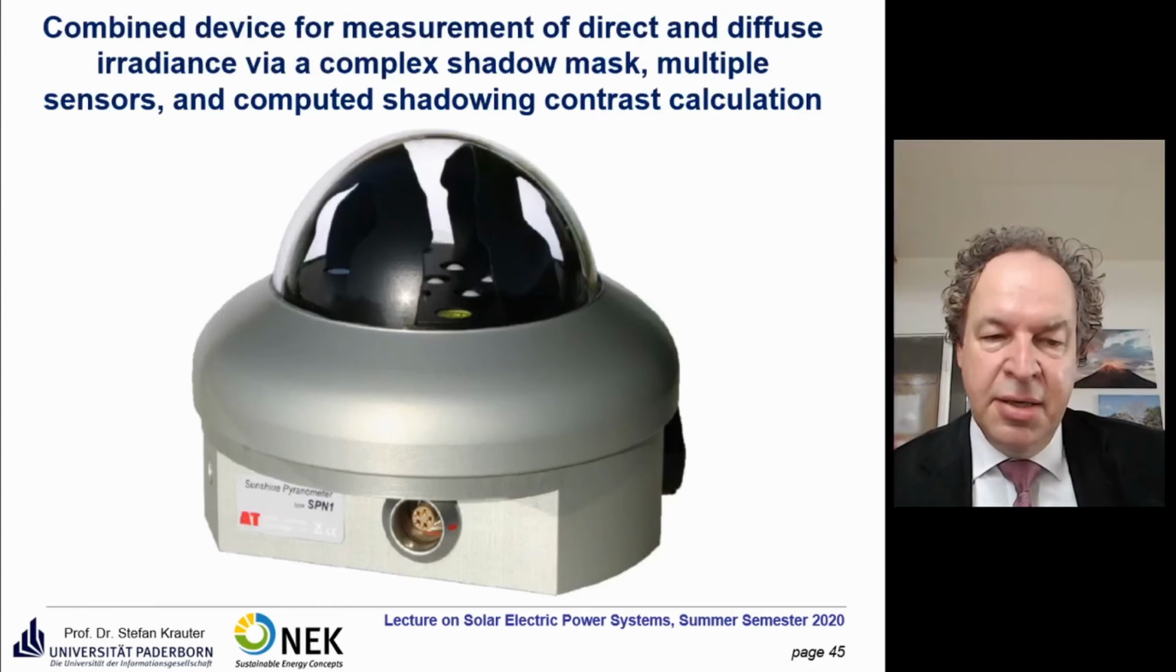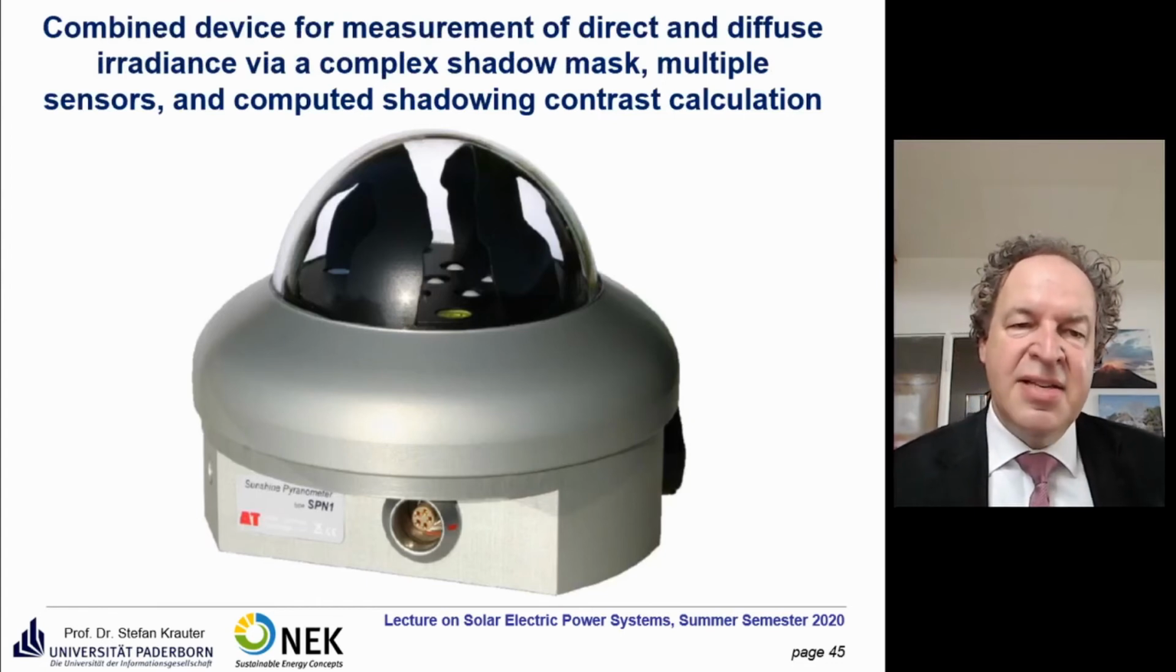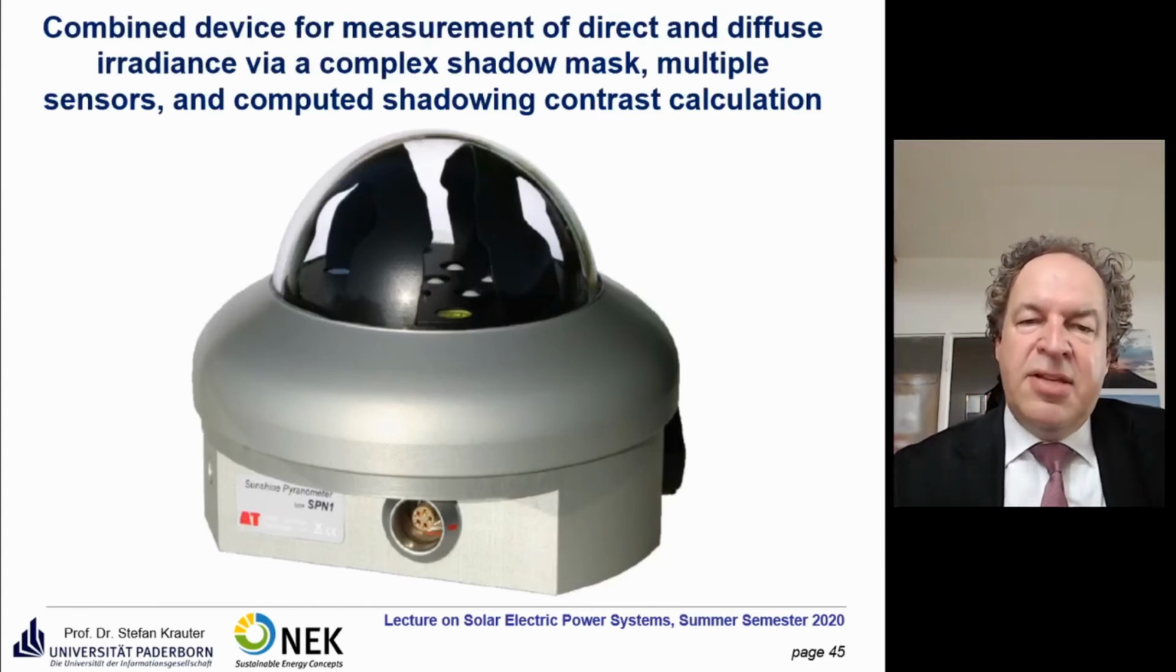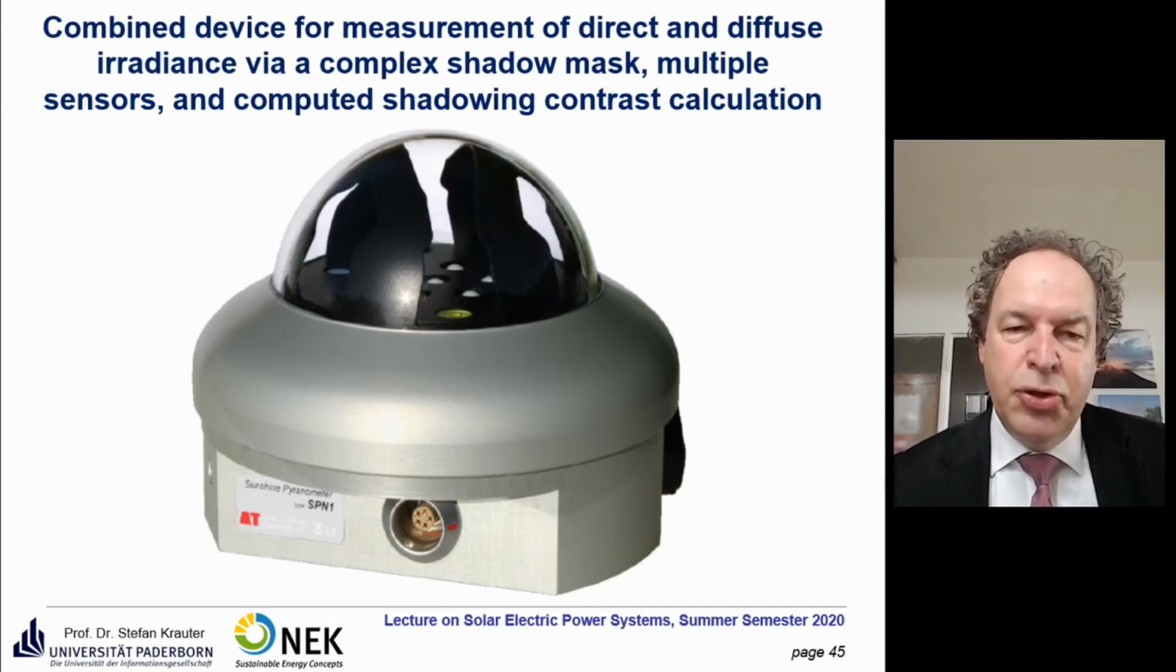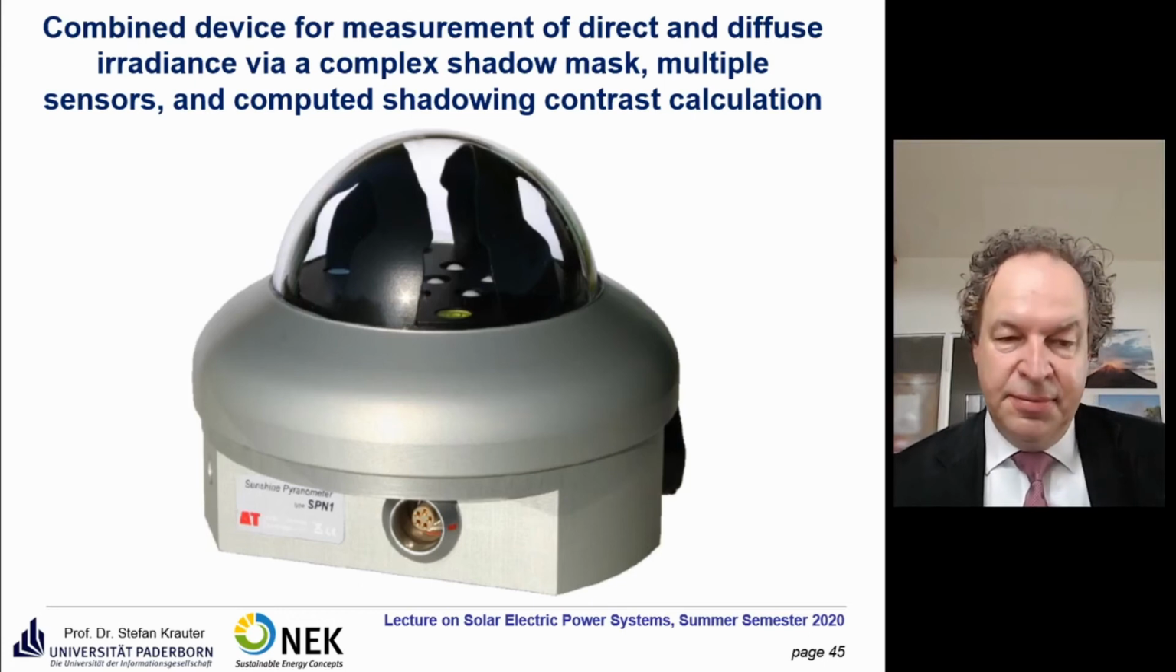I know it's already here. That's a combined device now for the measurement of direct and diffuse irradiance via complex shadow masks, and you have multiple silicon sensors, and by the contrast you can compute the direct and the diffuse part.